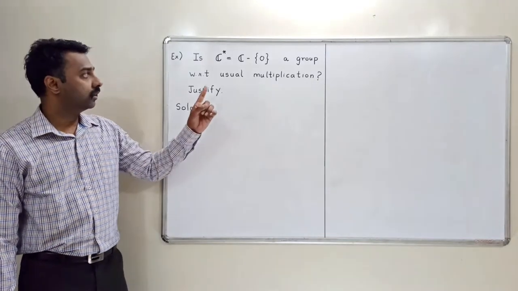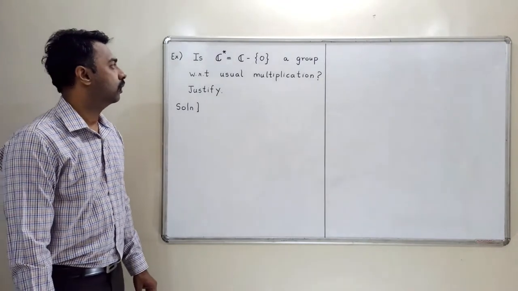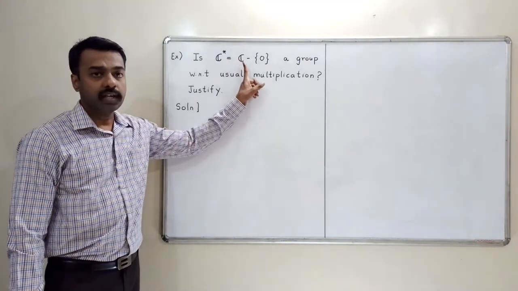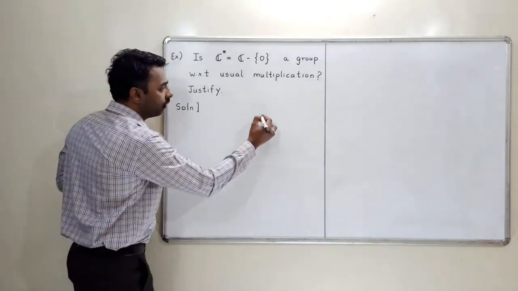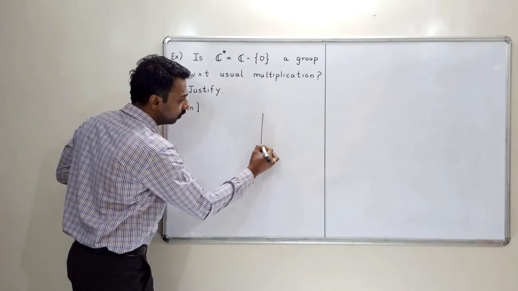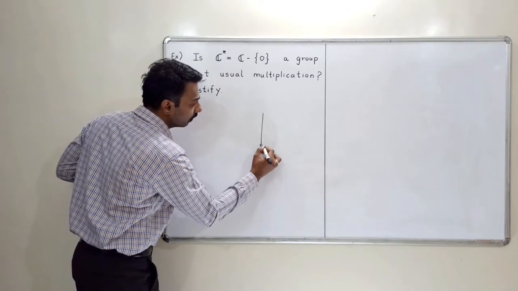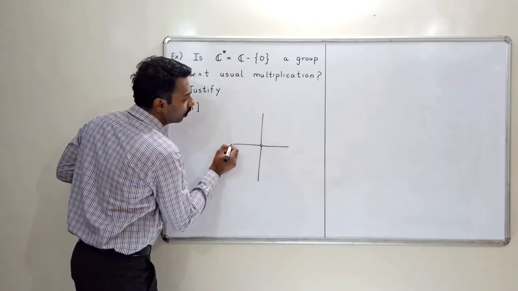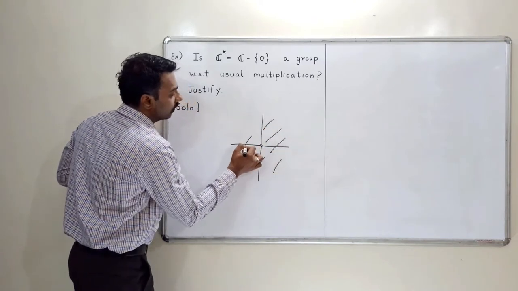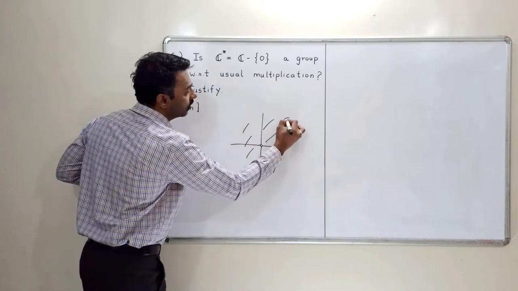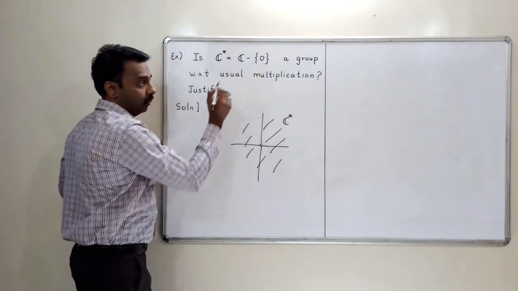So we will start the first problem. This is C star, which is C minus 0, meaning all complex numbers except the complex number 0. I'm going to take this set. If I consider the set of all complex numbers, I'm going to omit 0 from the complex numbers and look at this entire set. So this set is our C star, meaning all complex numbers except 0.